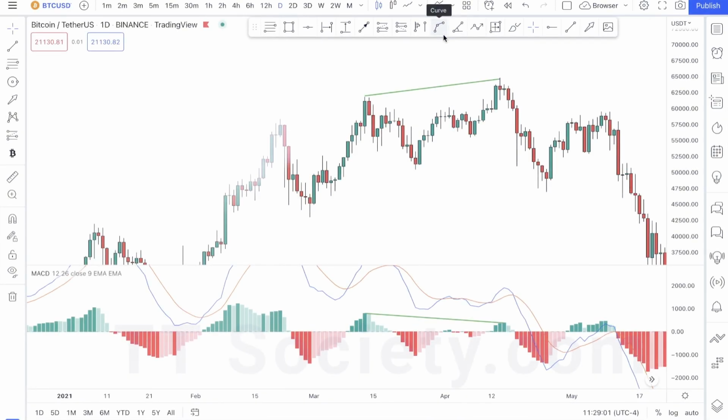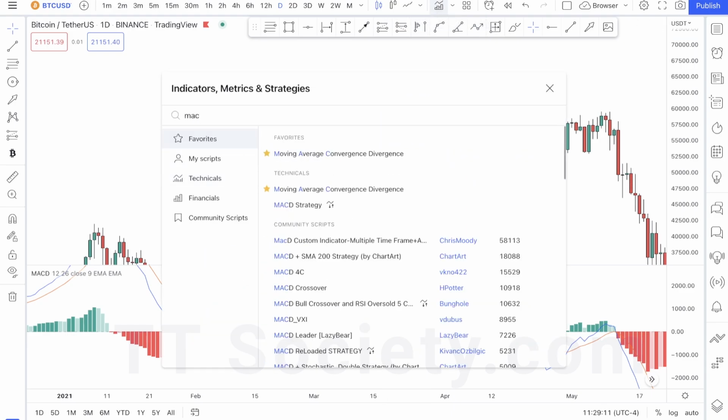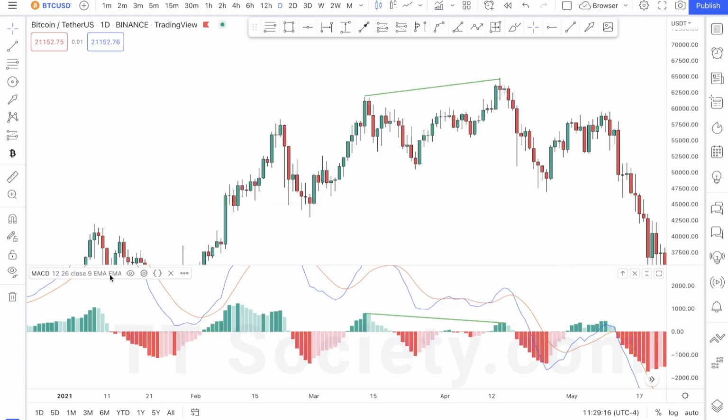We're back on the chart, folks, looking at the MACD. How do you actually add the MACD? Click on your indicators, look for MACD, moving average convergence divergence. We add it to our chart, and we're looking at a daily chart of an asset, and we're focusing on divergence in the market. Reversal signals that could indicate the market turning around into the other direction.